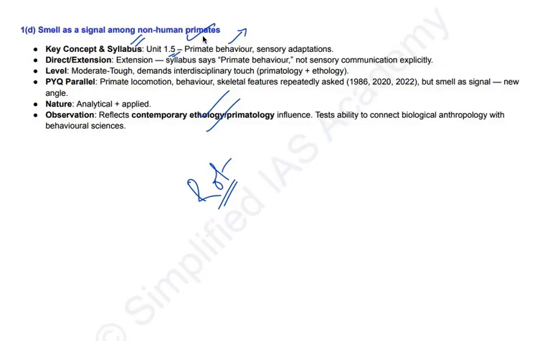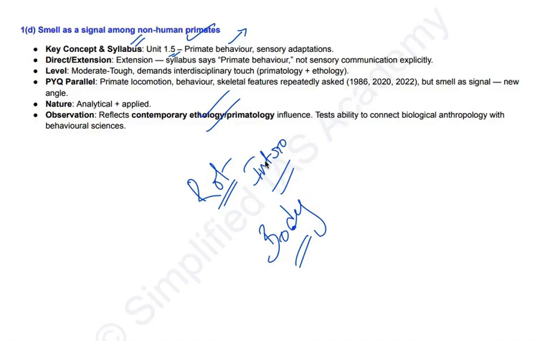Now, what to write in this particular question? For the introduction part, if you are not very comfortable with smell as a signal, or the olfactory system and something like that, then you can simply talk about the non-human primates, who they are and something like that. To start with your body part, you can actually take up the cues from your topic 1.5 itself and quote examples.